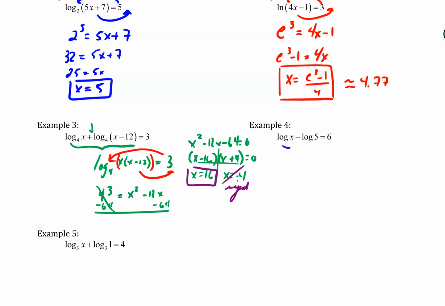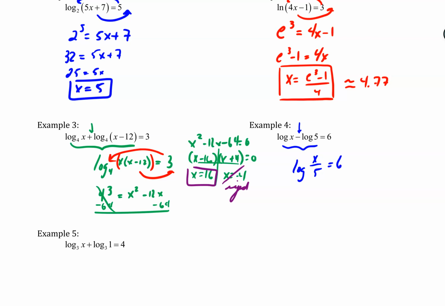All right, let's do another one here. So we can condense this. Again, subtraction here tells me that I can divide the terms. Be careful here because order does matter. This first one has to be the numerator. The second one has to be the denominator. So I'm going to have log of x over 5 is equal to 6.